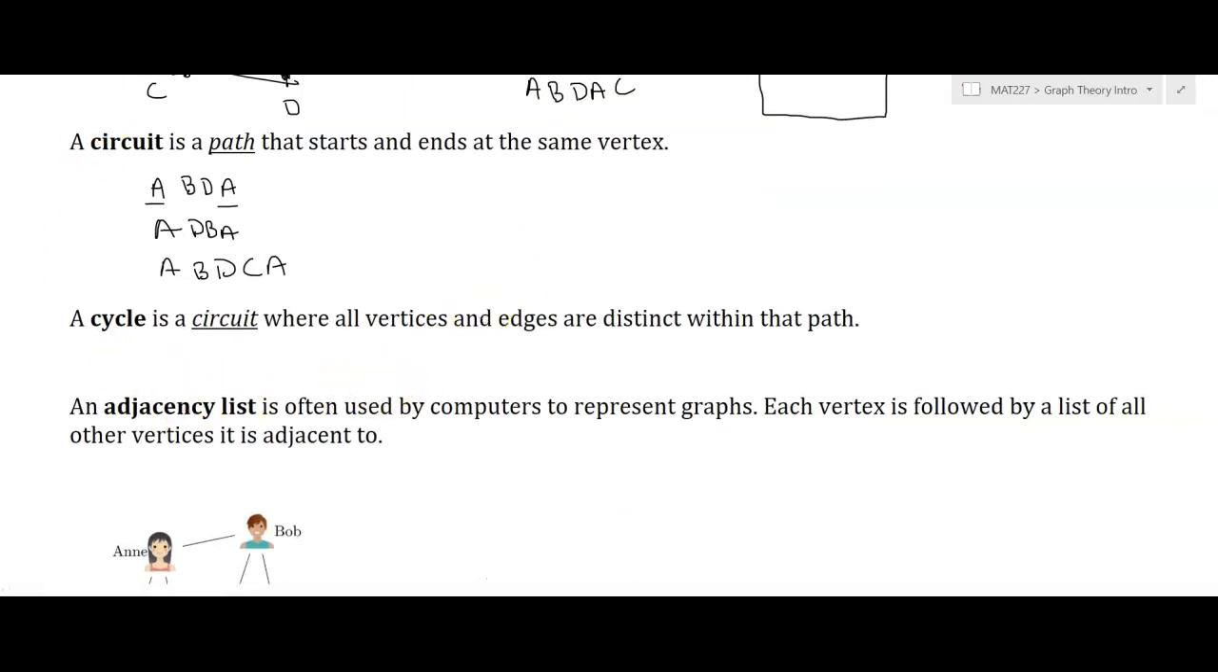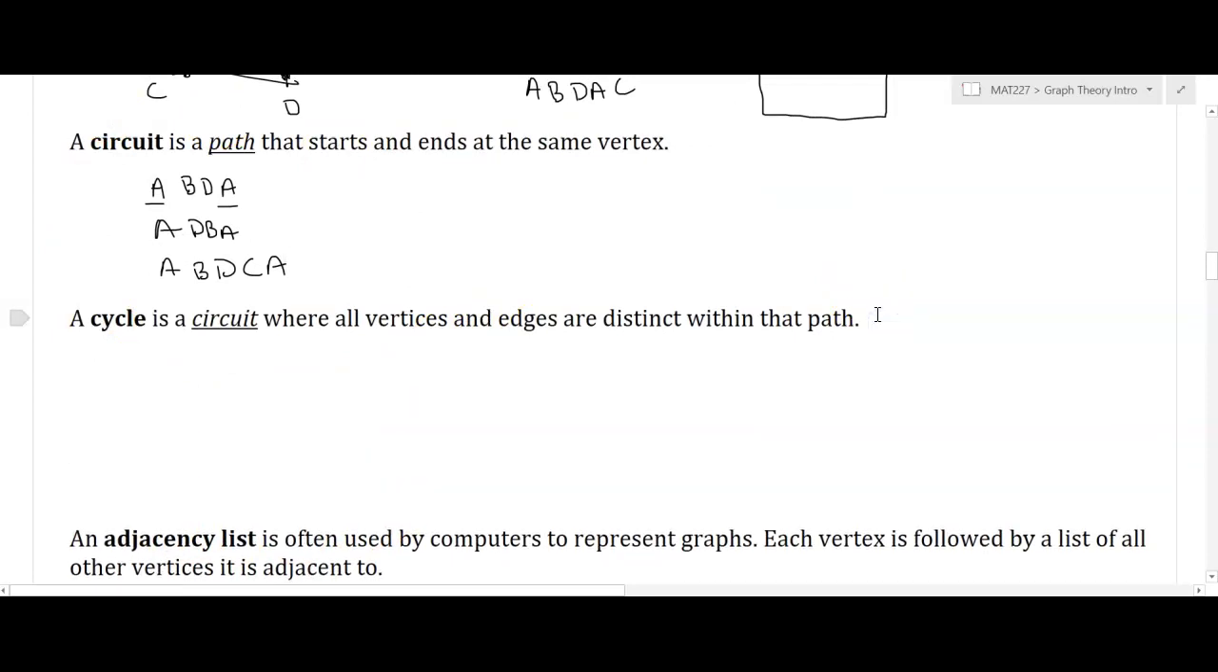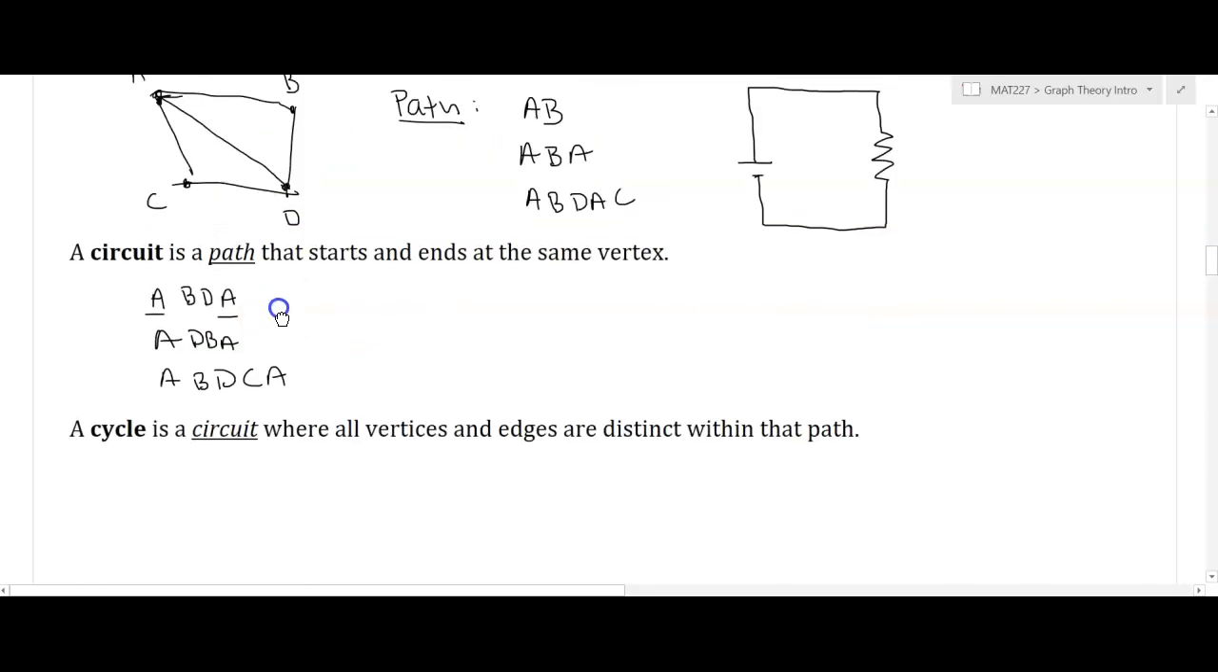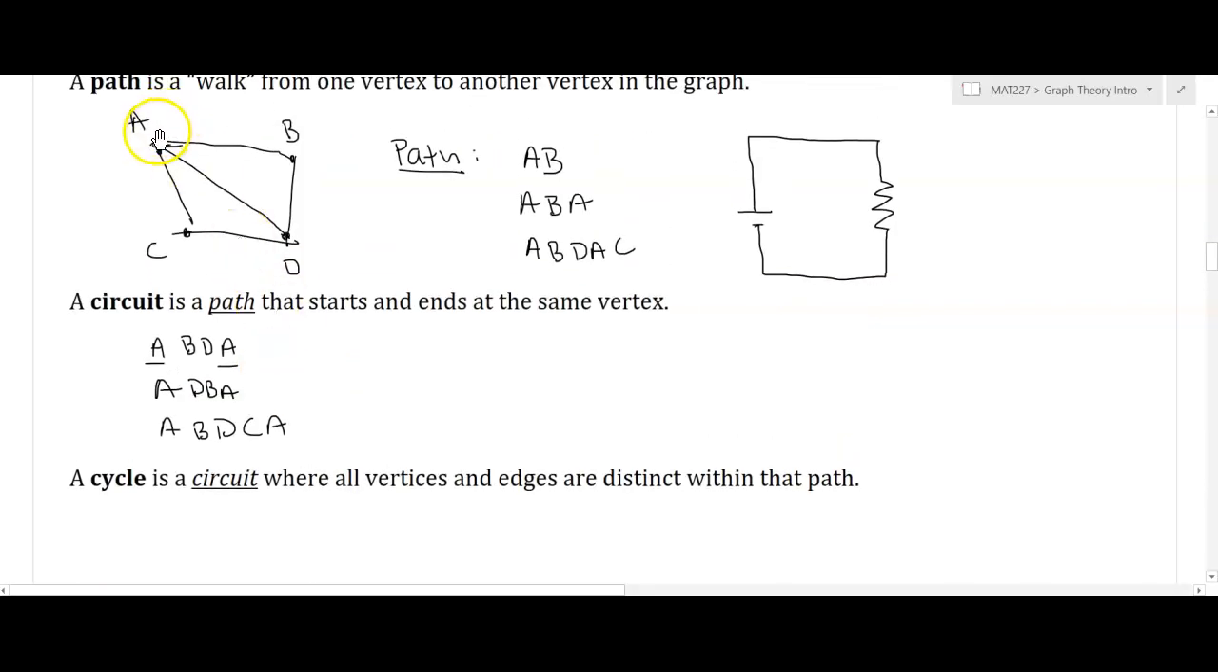Now, we have another type of constraint, and we'll see why it's important to talk about cycles and circuits and paths. A cycle is a circuit. Basically, it's a path that starts and ends at the same vertex where all vertices and edges are distinct within that path. So for example, A, B, D, C, A would be a cycle. If you think about a cycle, you just think about the fact that it forms a loop. A, B, D, C, A forms a perfect cycle, right?